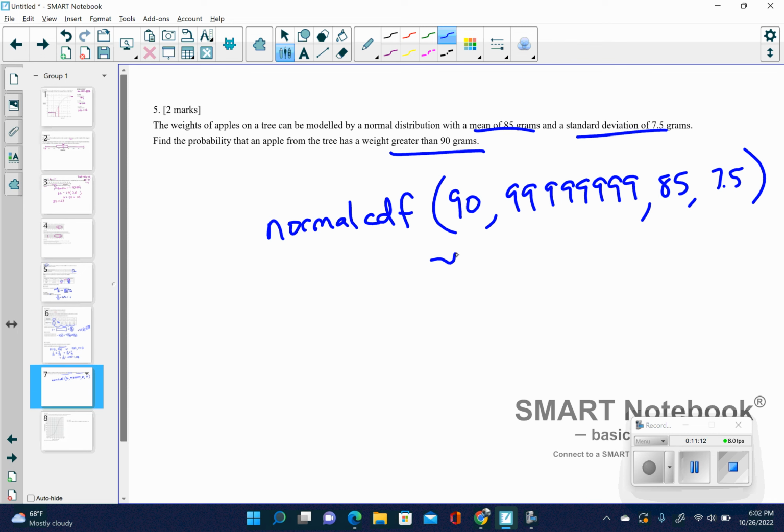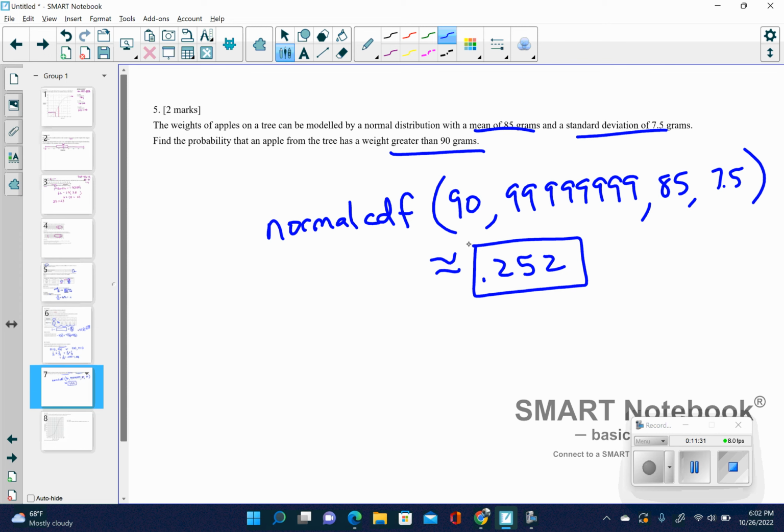You hit enter in the calculator, and that will give you a number that is about 0.2 something. 0.252 is what I got when I did that. Again, you should do this in the calculator yourself and make sure that you get that.